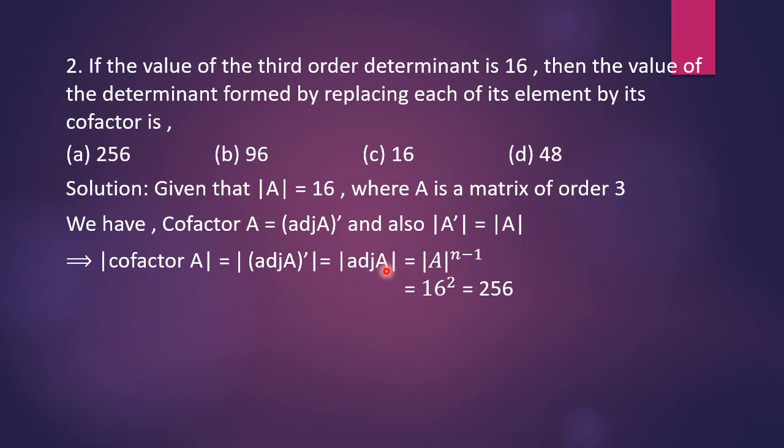And we have one more result. Determinant of adjoint A is equal to determinant A to the power n minus 1, where n is the order of the matrix. Here the order of the matrix is 3. Therefore this is 3 minus 1, that is 2. Determinant of A square, and determinant of A is 16. So 16 square is 256. That is option A.